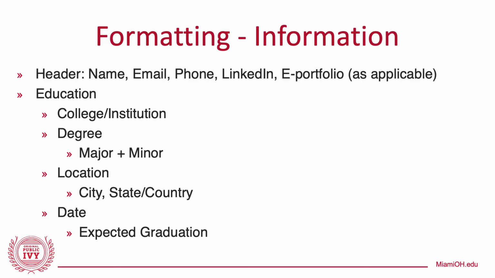Now let's discuss how to format the actual information on a resume. At the top, there should be a simple heading that includes your name, email, phone, LinkedIn profile link, and an ePortfolio link if applicable. It is not necessary to include your address in this heading, but you can if you would like to. The next section should be your education section that includes the name of the school, the full title of your degree including all majors, minors, and co-majors, the location of the school, and your expected graduation date.